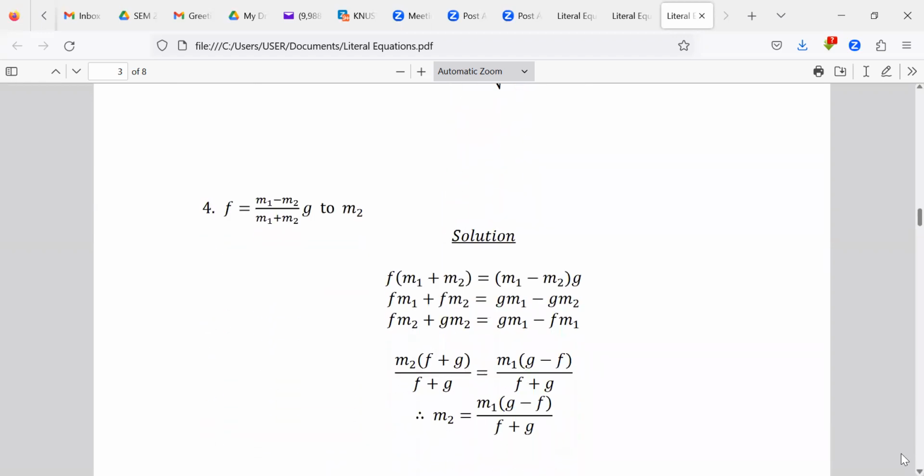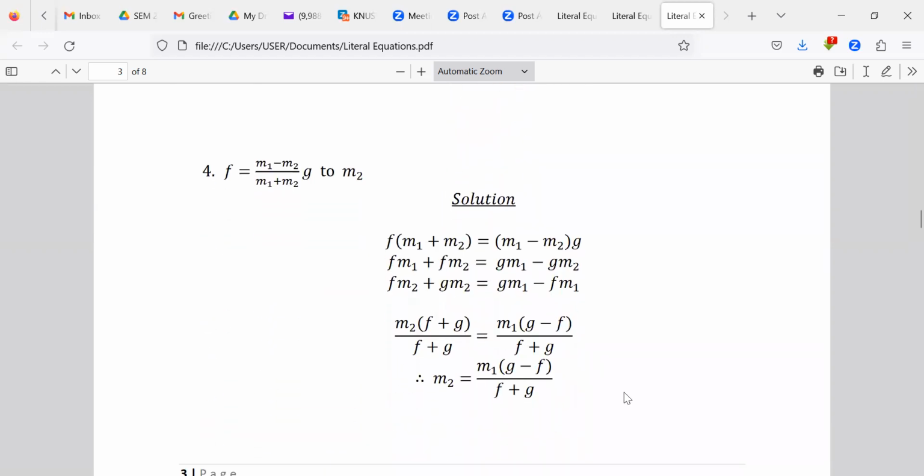Want to move on to the fourth question. And we have our F being equal to m sub 1 minus m sub 2 all over m sub 1 plus m sub 2 times g. And we are changing the subject to m sub 2. So from here, we multiply both sides of the equal sign by m sub 1 plus m sub 2. And that gives us this expression.